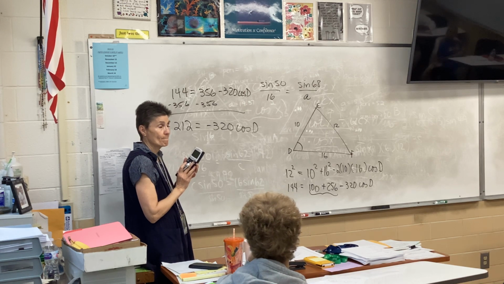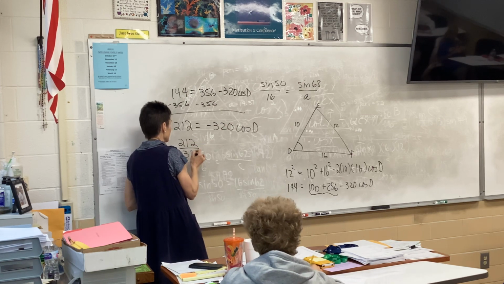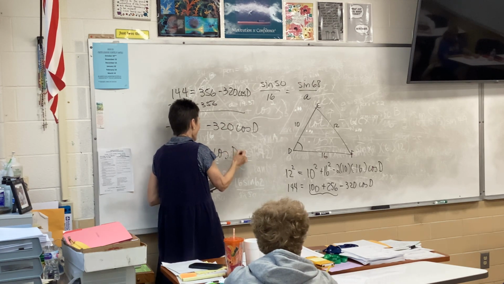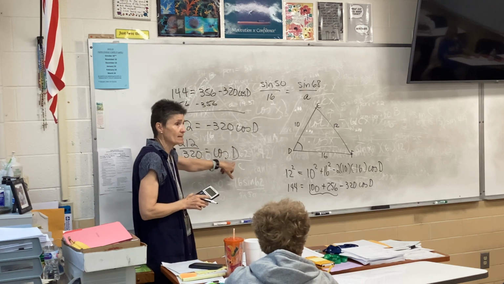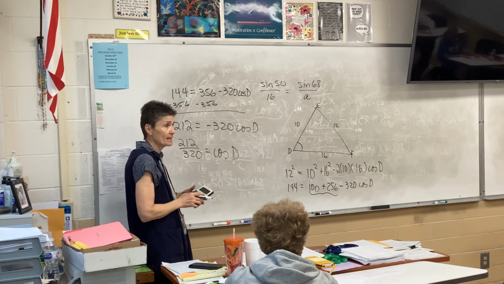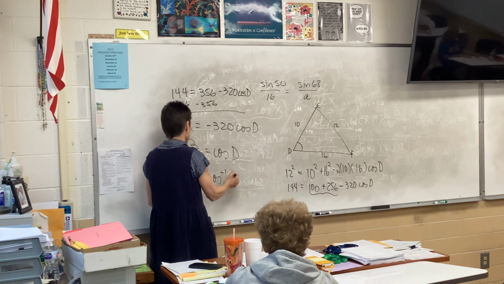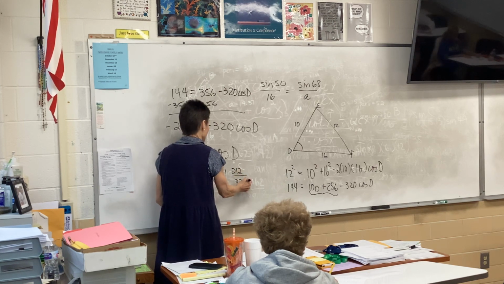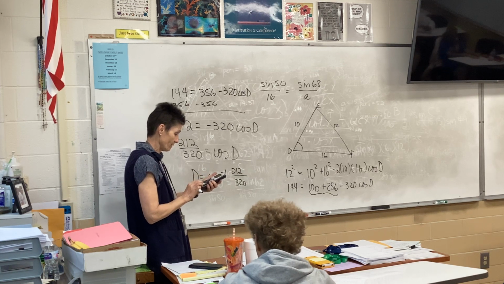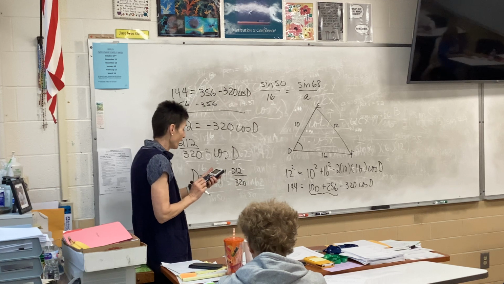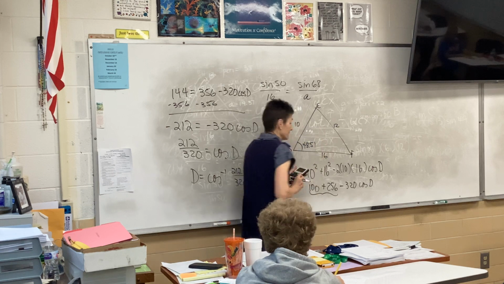Now what? Divide. The negatives will cancel. And then what do I do with that? This fraction is not the answer. The angle is the answer. So what am I going to have to type in to get that answer? Second cosine. So D is going to be second cosine 212 over 320. So second cosine 212 divided by 320. I got 48.51 for angle D.